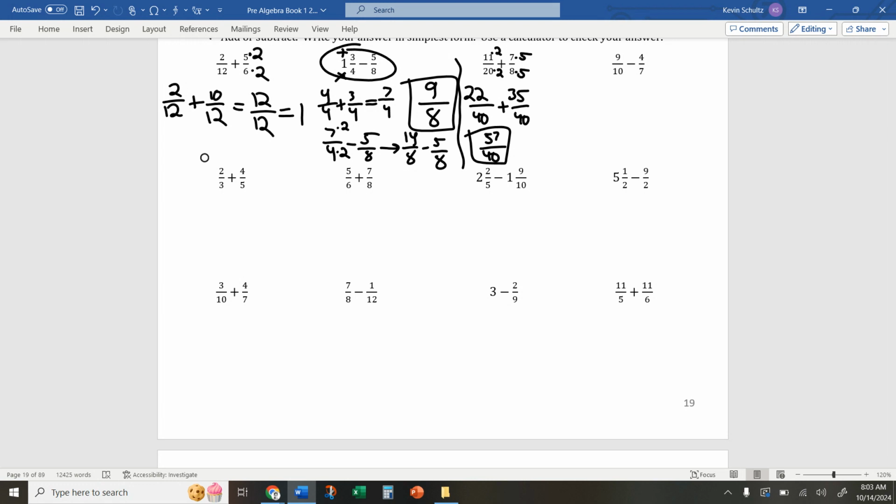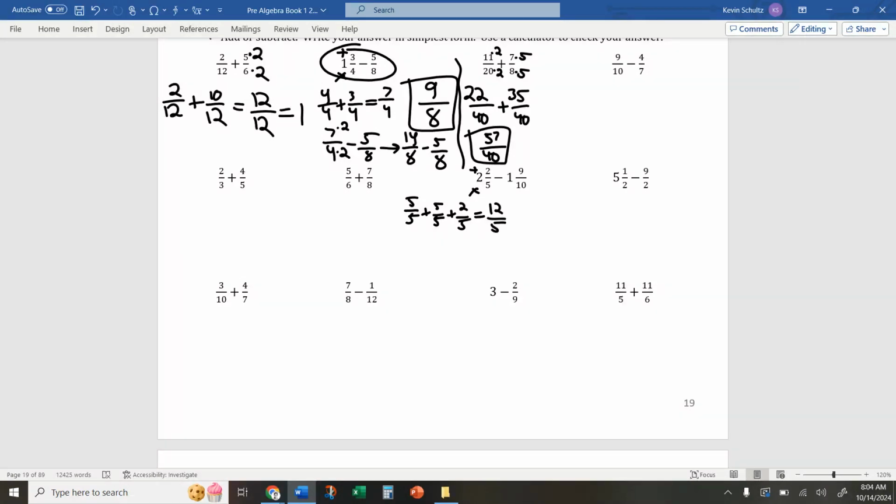Love it. Okay. 2 and 2/5 minus 1 and 9/10. We've got some mixed numbers here. To convert to an improper fraction, the shortcut is to multiply 2 by 5 and add 2. The reason we do that is because each of these wholes represents 5/5. So it's like we have 5/5 plus another 5/5, there's our 2 wholes, plus the 2/5 extra. Total, that gives us 12/5.